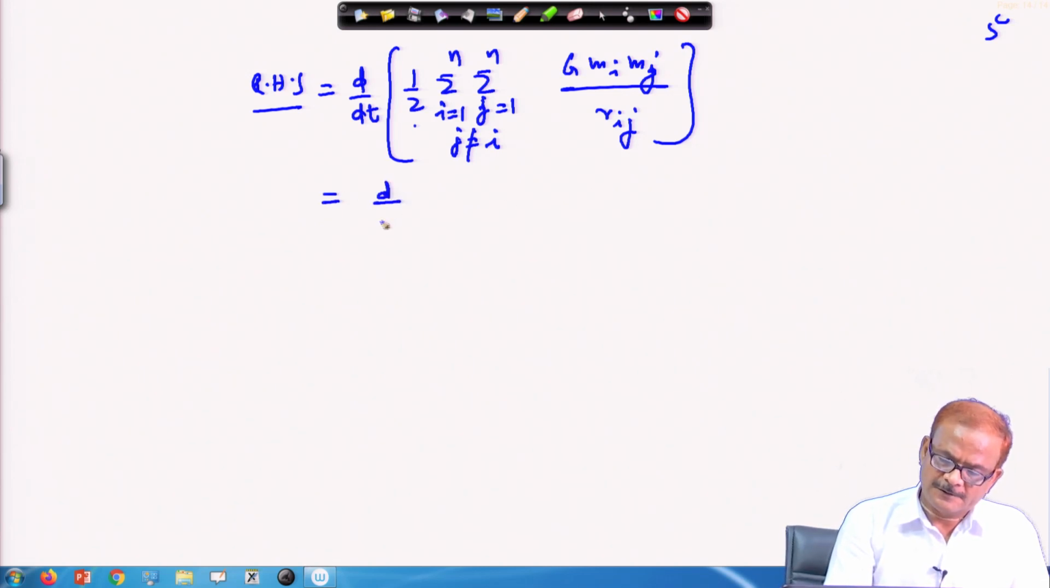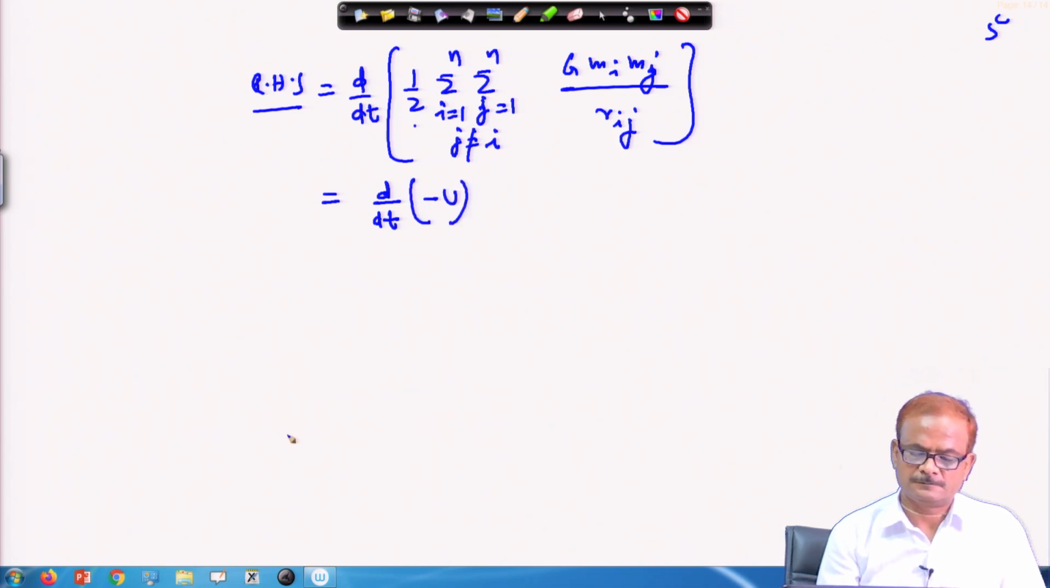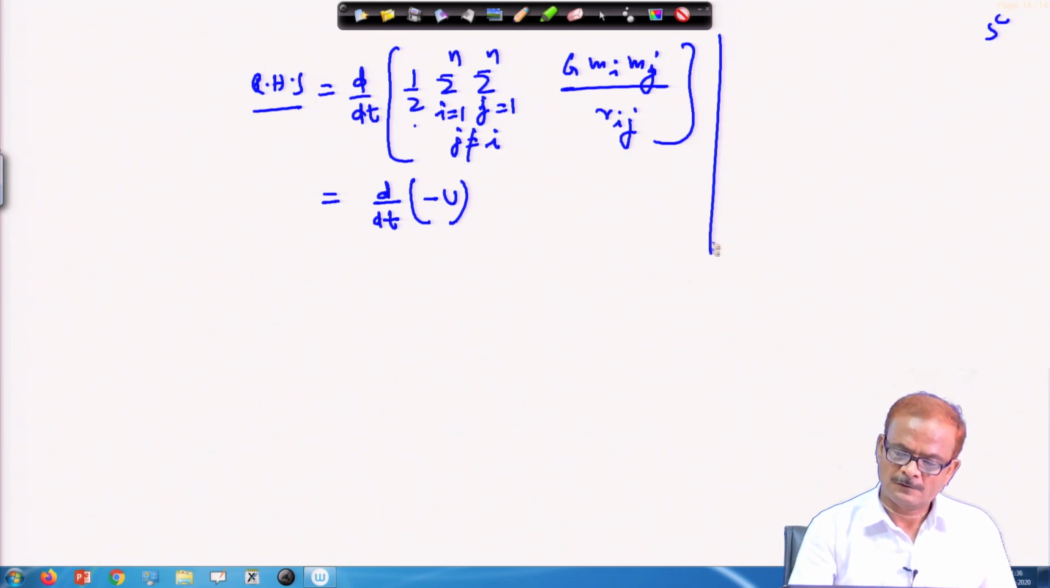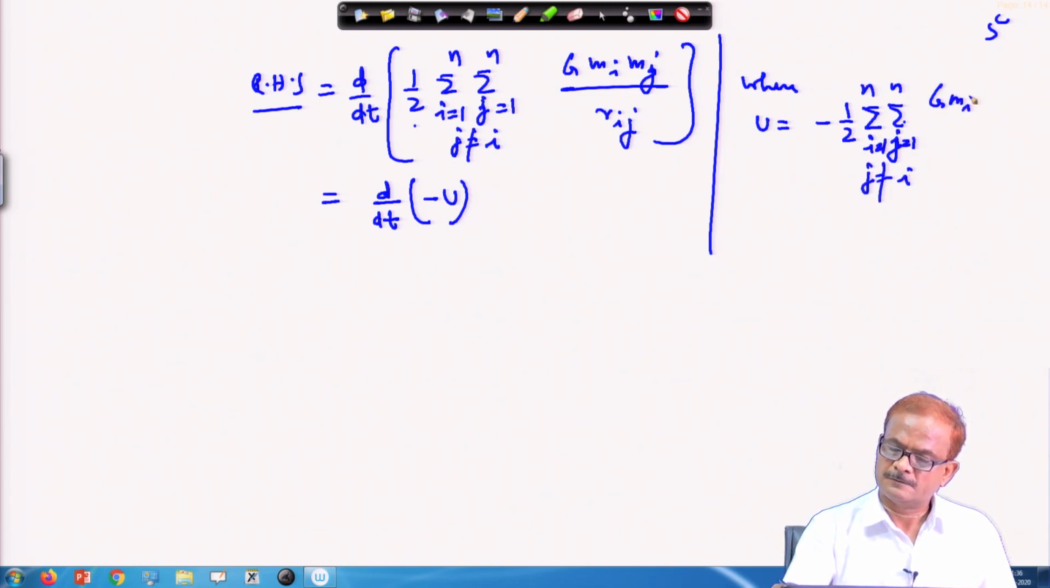Therefore, we write this quantity on the right hand side as d by dt of minus U, where U equal to minus 1 by 2, summation j equal to 1 to n, i equal to 1 to n, j not equal to i, G m i m j divided by r i j.